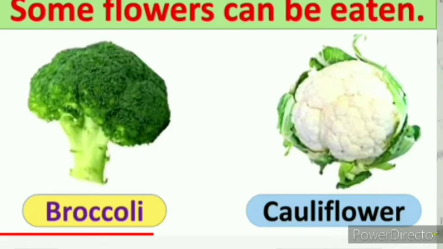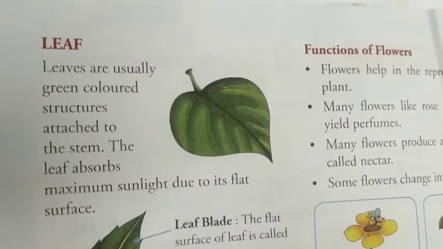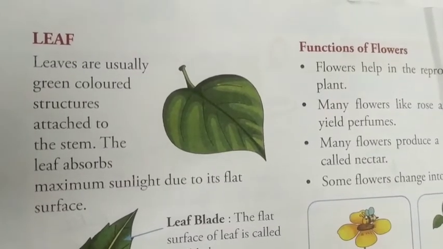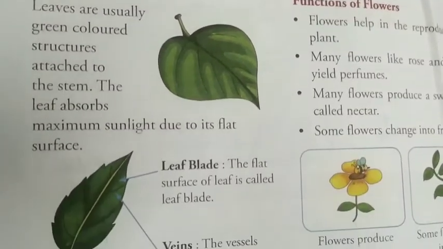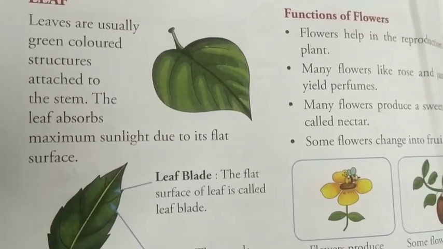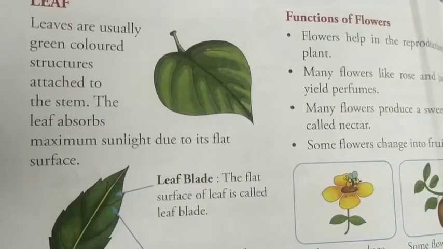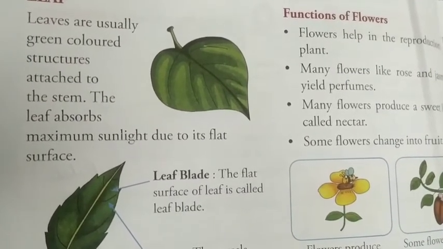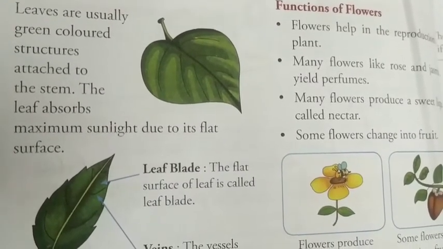Okay, beta. Now we will start the reading. Leaf. Leaves are usually green colored structures. The green colored structure present in the plant is the leaf, and it is attached to the stem. Leaves are attached to the stem. The leaf absorbs maximum sunlight due to its flat surface. Leaves have a flat surface, and that is why leaves absorb maximum sunlight. Leaves are the kitchen of the plant. Leaves prepare food for the plant by the process of photosynthesis.